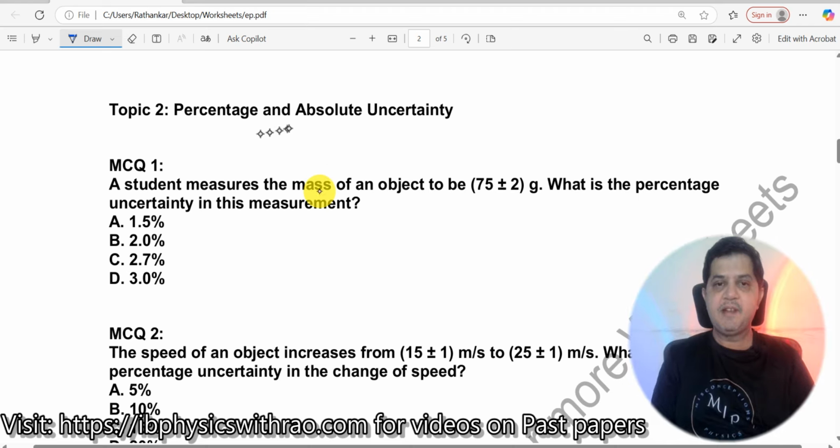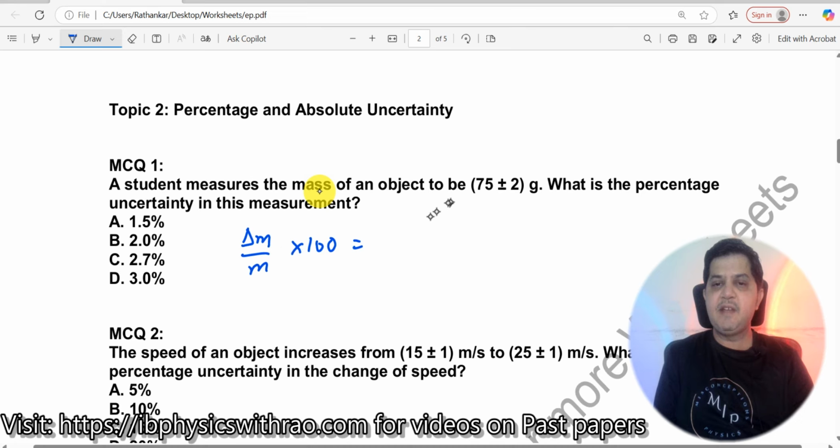Topic 2, percentage and absolute uncertainty. A student measures the mass of an object to be 75 plus or minus 2 grams. So what is the percentage uncertainty in this measurement? So what should you do? Percentage uncertainty in the mass is delta m divided by m multiplied by 100.